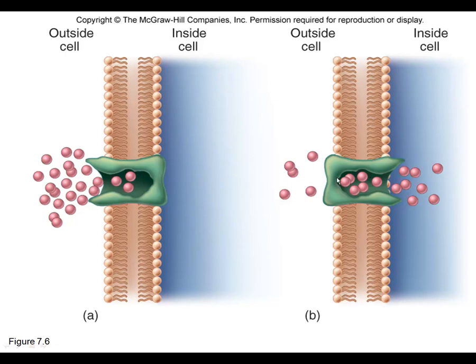So you can kind of see how binding changes the shape. Here it's open on this side and it's closed on this side. So you have a particular molecule binding to the protein. It's going to change the shape from the outside to the inside, and it's going to release those molecules to the inside of the membrane.